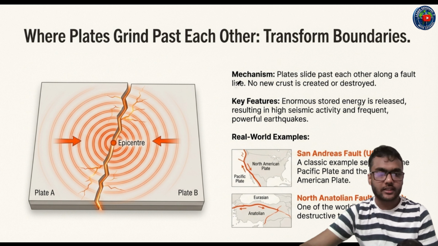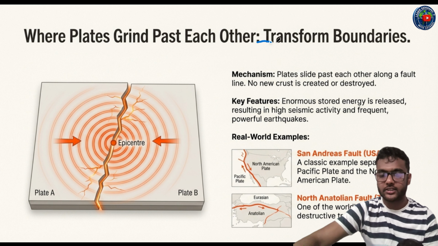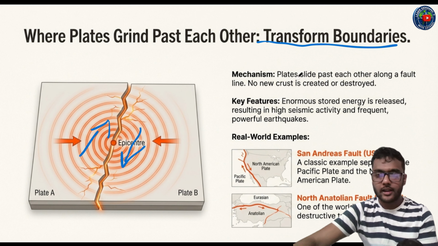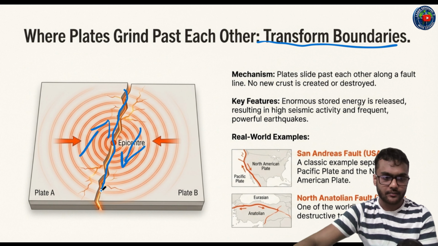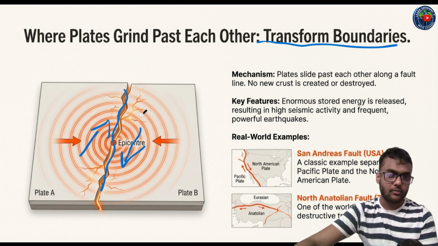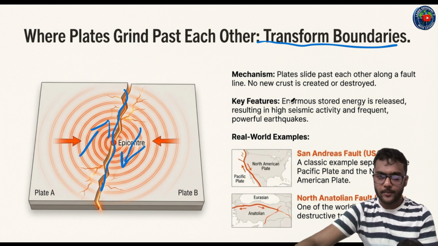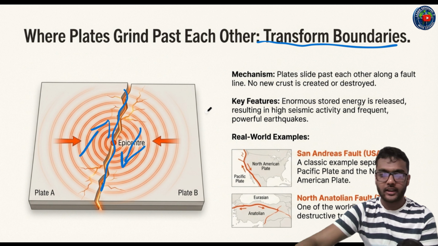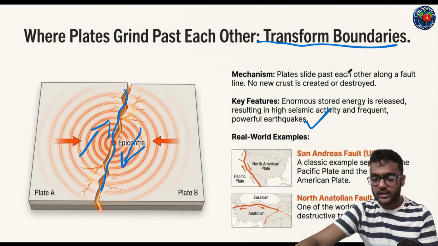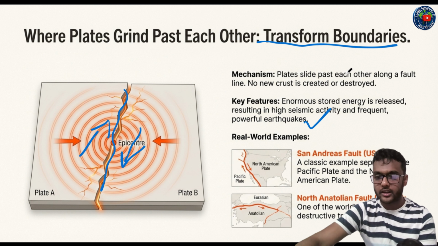Now, where plates grind past each other, these are transform boundaries. They pass each other in this direction, then in this direction, parallel to each other. Plates slide past each other along a fault line. This is the fault line. No new crust is created or destroyed. Key features: enormous stored energy is released, resulting in high seismic activity and frequent powerful earthquakes. There are some real world examples like the San Andreas Fault in the USA and the North Anatolian Fault in Turkey.